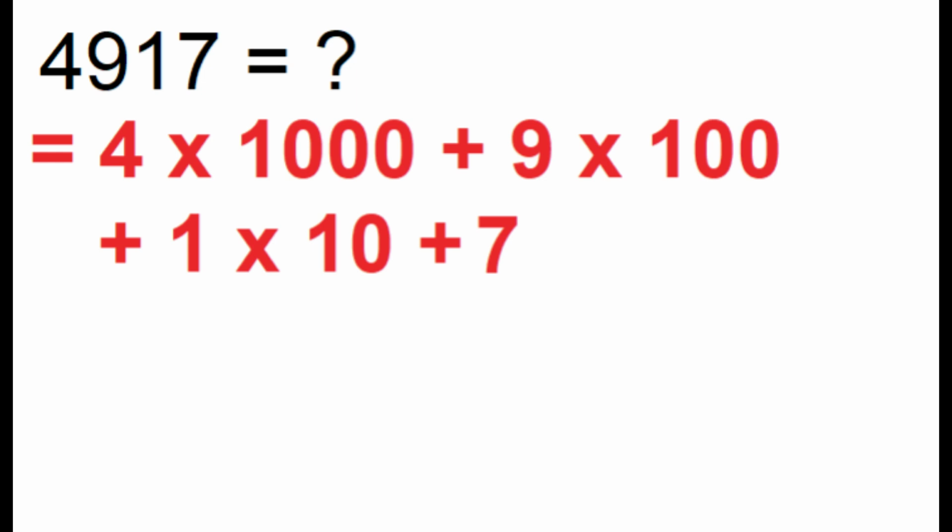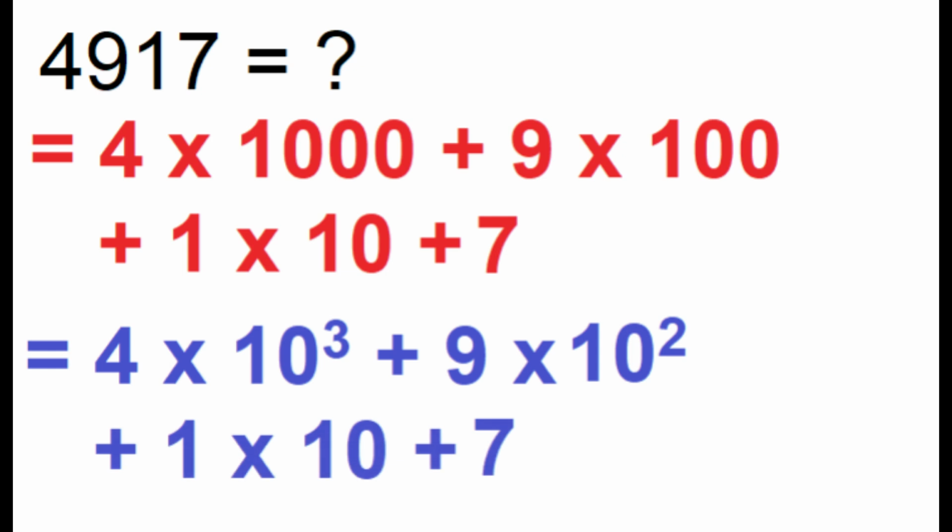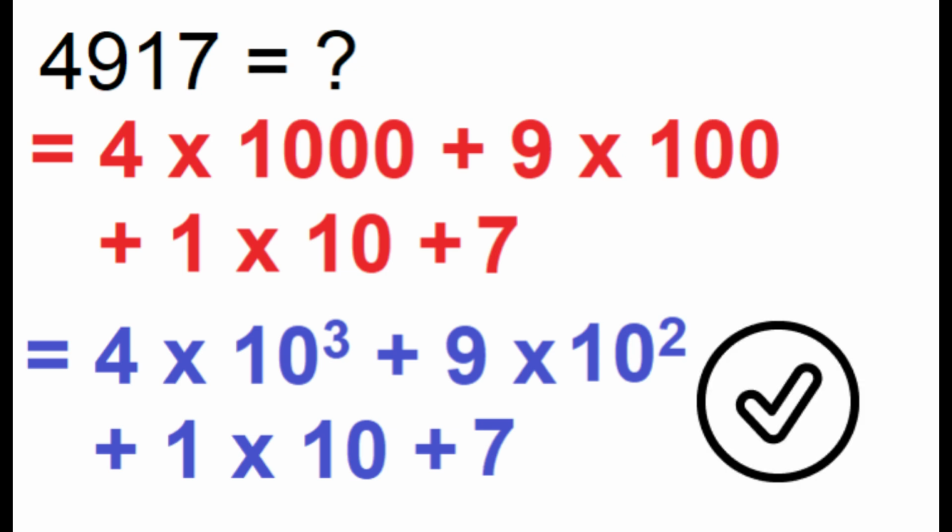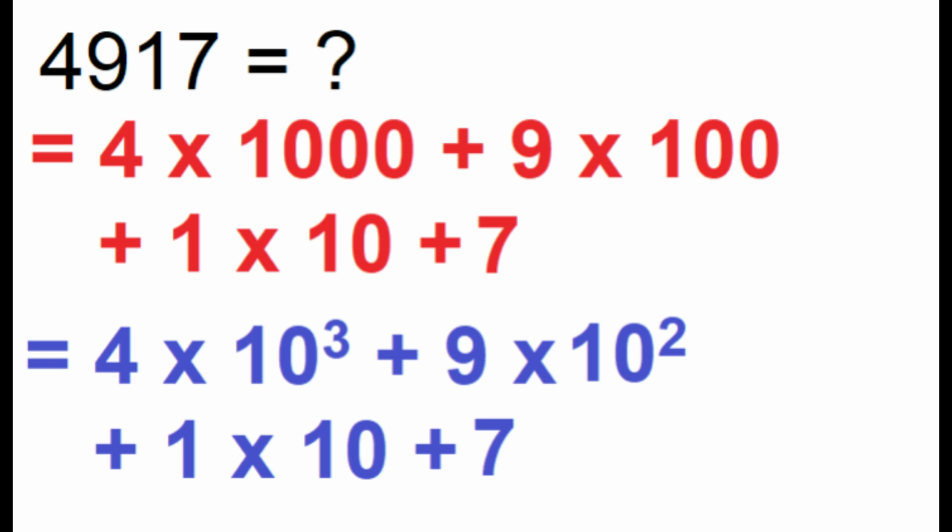There is another way to express this number. Recall that 100 equals 10 squared, and 1000 equals 10 cubed. Thus, 4917 can be written as 4 times 10 cubed, plus 9 times 10 squared, plus 1 times 10 to the first power, plus 7. This, my friends, is the true meaning of a decimal number.